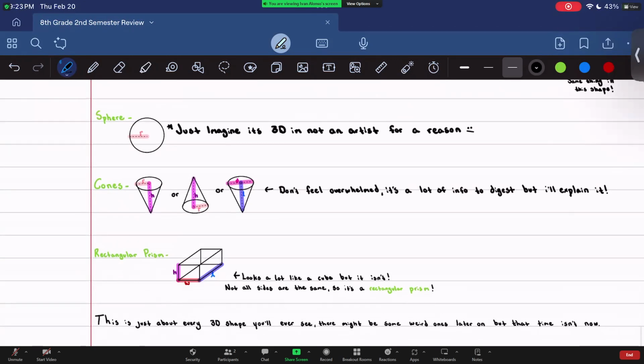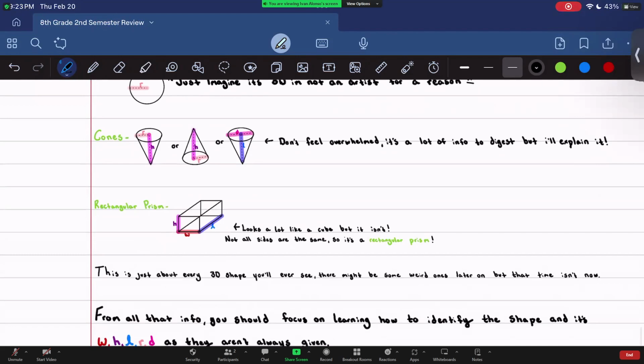This is just about every 3D shape you'll see in middle school, and honestly, maybe even for high school. You might get some weird ones later on, like parallelograms and all that, but I mean, hopefully your teachers are good eventually. If not, then I mean, just look it up.